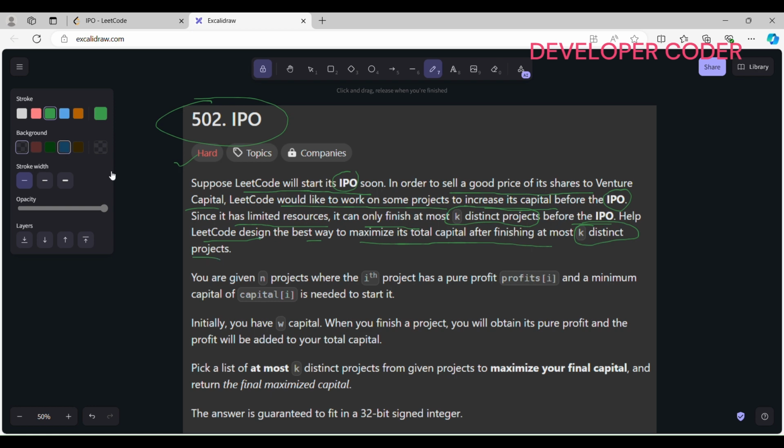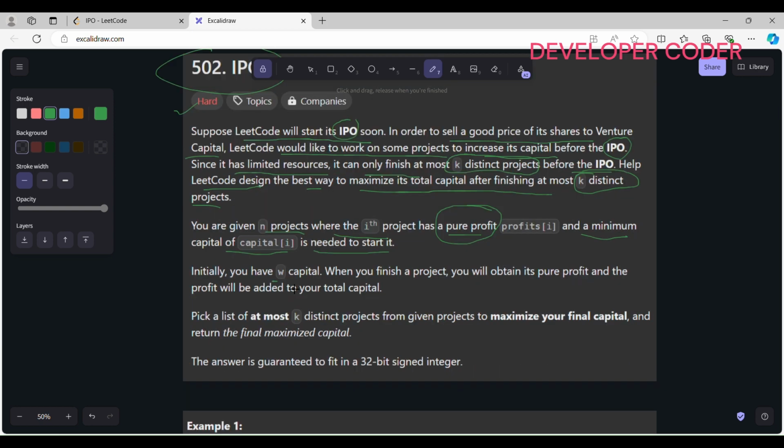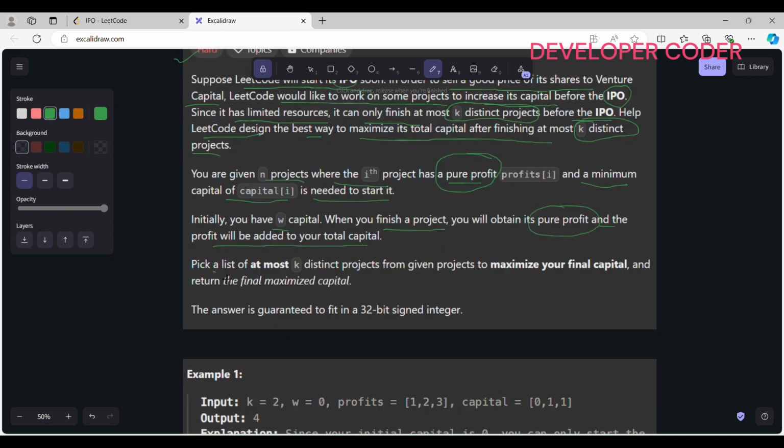Okay, so you are given N projects where the ith project has a pure profit. Okay, note this term, pure profit, and a minimum capital of capital I which is needed to start it. Okay, so initially you have W capital, and when you finish a project you will obtain its pure profit, and the profit will be added to your capital. We have to pick a list of at most K distinct projects from given projects to maximize your final capital and return the final maximized capital.